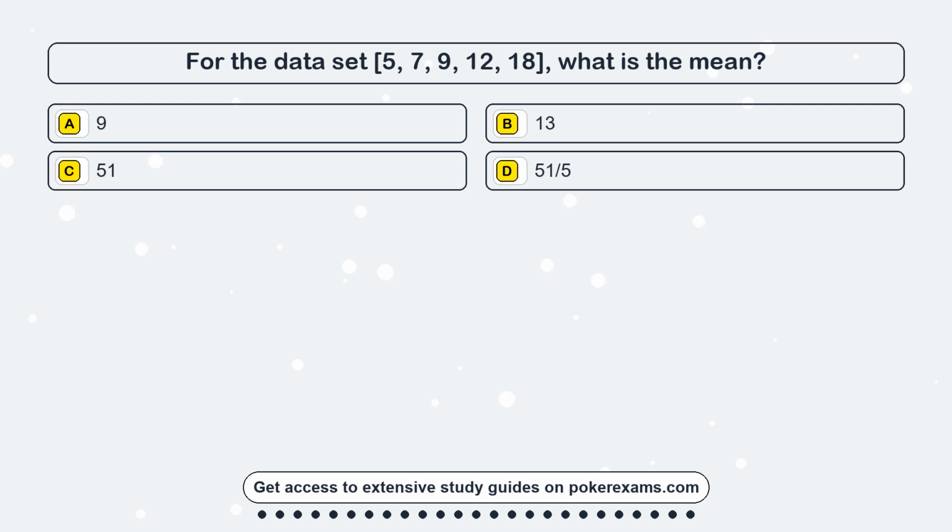Question 19. For the data set 5, 7, 9, 12, 18, what is the mean? Option A 9. Option B 13. Option C 51. Option D 51/5.